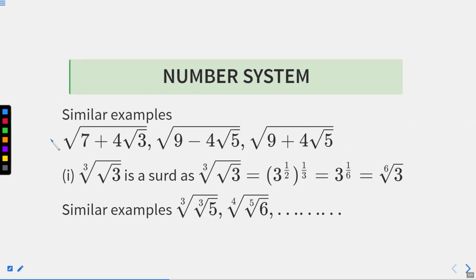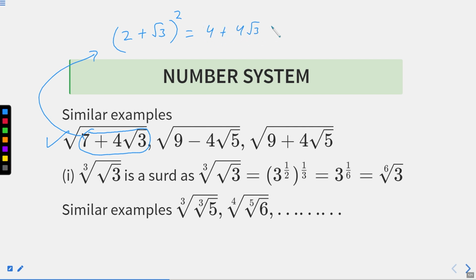The similar examples are here. These are all some square roots. For example, this one is of 2 plus root 3 whole square, which is a square, which is 4, plus 2ab, which is 4 root 3, plus b square, which is 3, which is equal to 7 plus 4 root 3. Similarly, you can find these also. I hope you will find them without any difficulty.